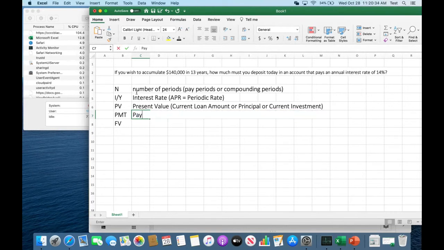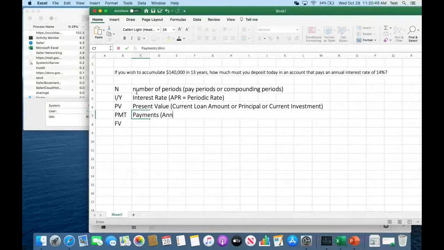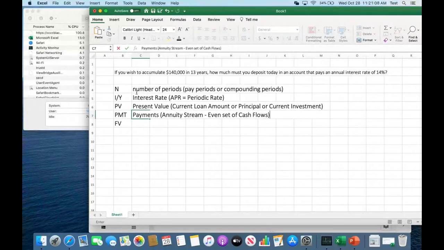Payments, PMT stands for payments, and it's very important that you understand that this variable cannot represent uneven payments. It has to represent an annuity stream when we're talking about the time value of money function. And so we did talk about what that was. I think it was in either module 1 or module 2, what an annuity stream is. It was one of the terms that we discussed. But if you're rusty on that, an annuity stream is an even set of cash flows. Okay, so it's a recurring payment or a recurring allotment into an investment.